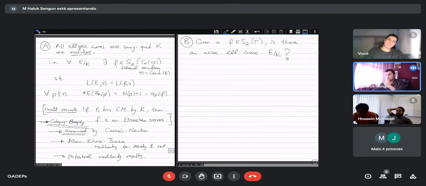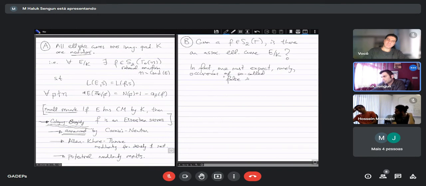Well, it turns out that you have to allow not just elliptic curves, but also these so-called false elliptic curves. In fact, one must expect occurrences of so-called false elliptic curves. Not everyone likes this name, because this is an abelian surface I'm talking about, but we're calling it a false type of elliptic curve. This is an abelian surface A defined over my imaginary quadratic field K, such that the endomorphism algebra is important.